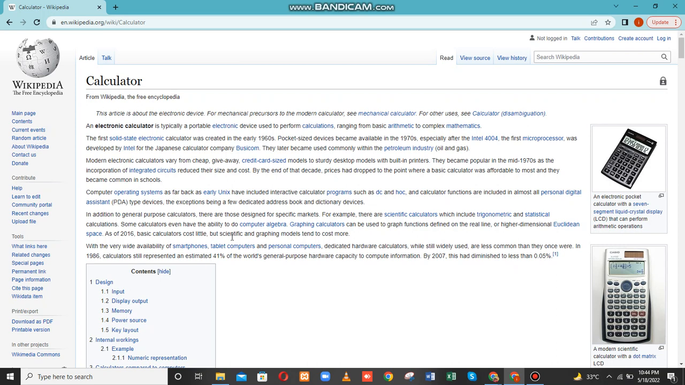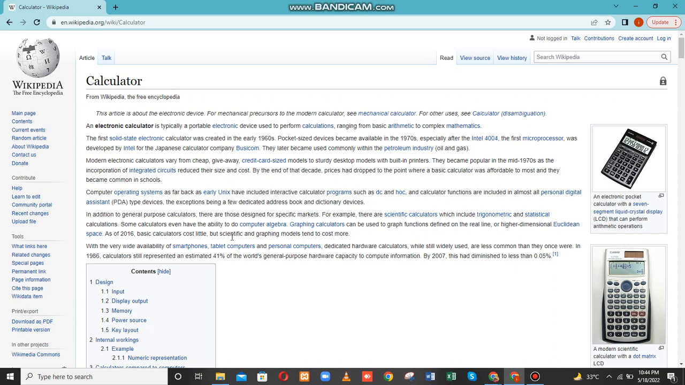Computer operating systems as far back as early Unix have included interactive calculator programs such as dc and bc, and calculator functions are included in almost all personal digital assistant type devices, the exceptions being a few dedicated address book and dictionary devices.